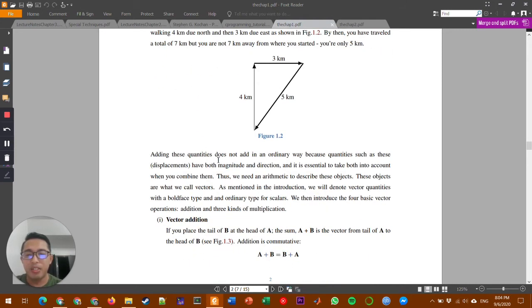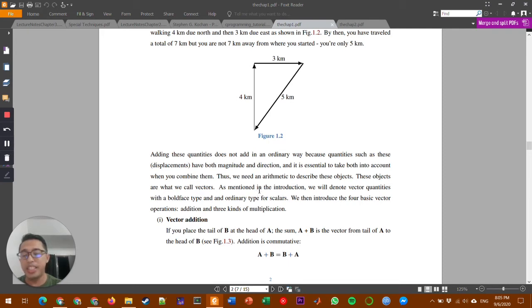Adding these quantities does not work in an ordinary way, because quantities such as these displacements have both magnitude and direction. So it is essential to take both into account when you combine them. When you combine vector quantities, you consider the direction aside from the magnitude. The same direction will add up, and opposing directions will be subtracted.